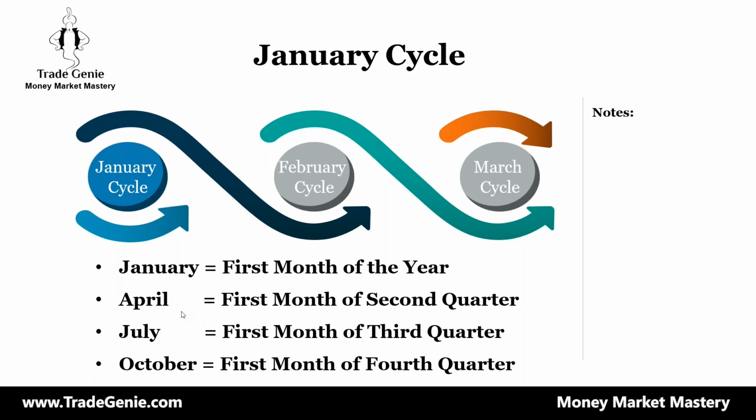The second quarter is April, May, June. April is the first month, so they assign April. July is the first month of the third quarter, July, August, September, so they assign July. And October is the first month of the fourth quarter: October, November, December. October is the first. So if a stock is assigned to the January cycle, you will see these months listed in the option chain.